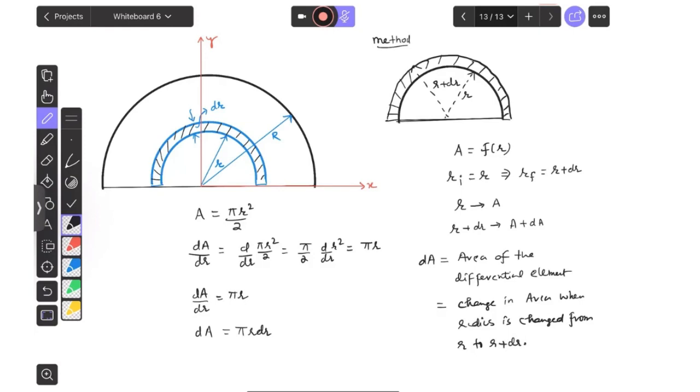So what I've written here is dA is the area of the differential element, which is also the same as the change in the area when the radius is changed from r to r plus dr.